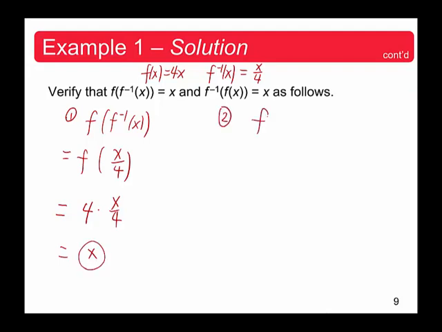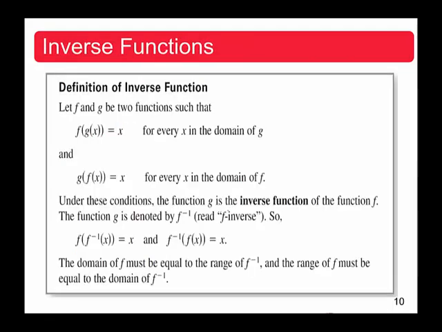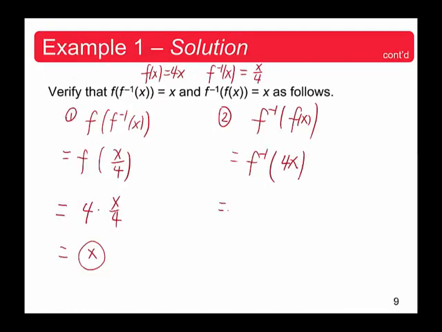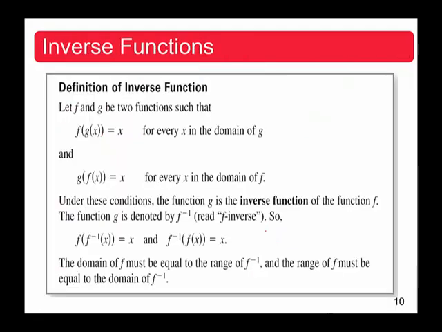Secondly, let's verify the inverse composed with the original function. The original function is 4x. Now in the inverse function, we replace x with 4x. So we get 4x over 4. Again, we end up with the identity function x. So they undo each other. Eventually, when you find a composition of those two, it always becomes x.